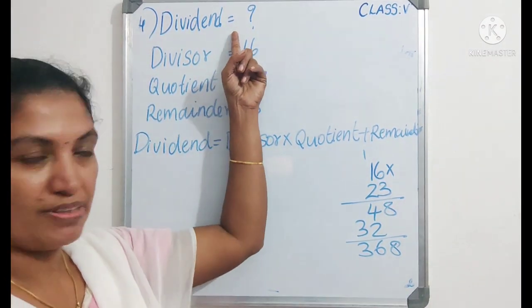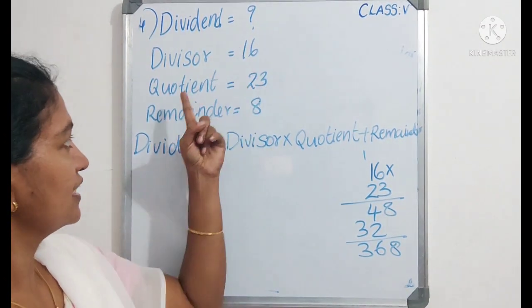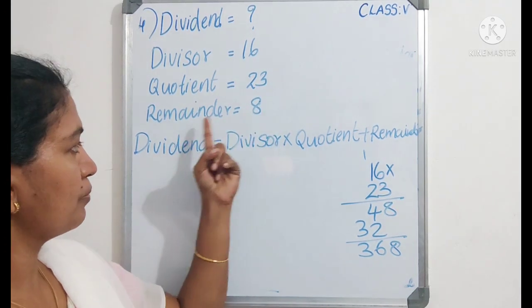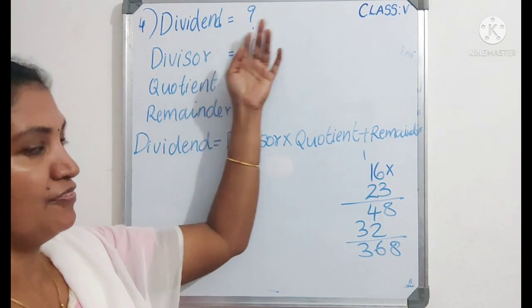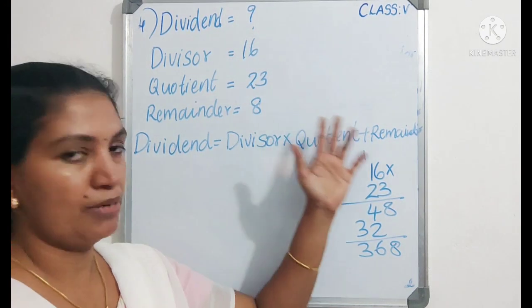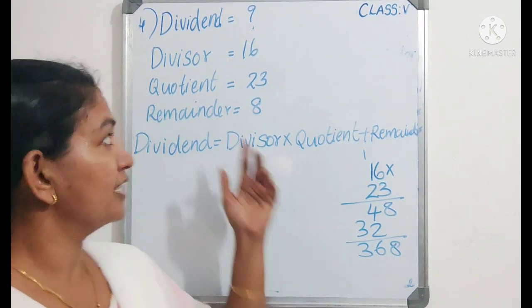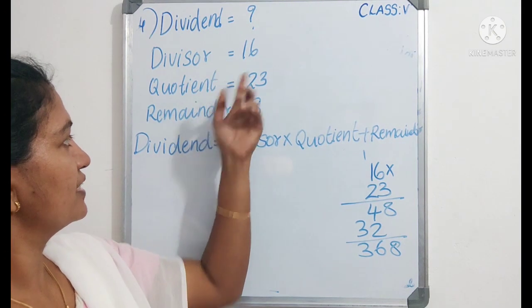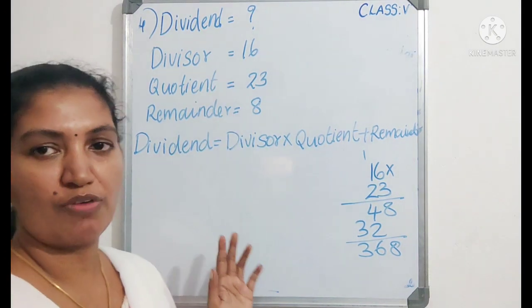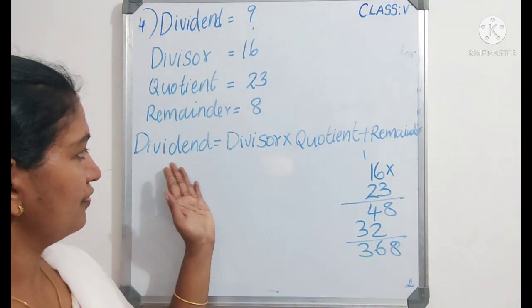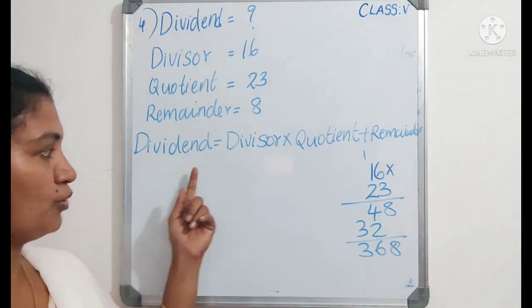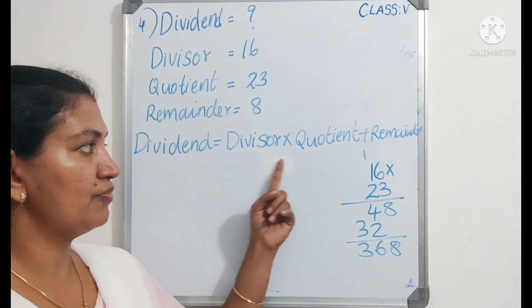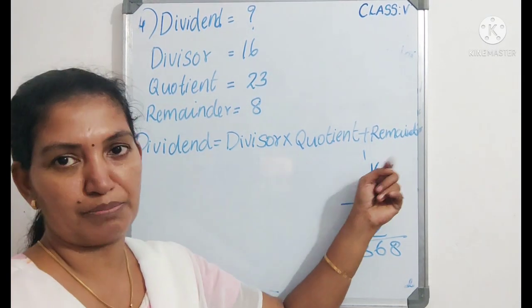Another example. The dividend is not given. The divisor is equal to 16, the quotient is equal to 23, the remainder is equal to 8. In this question, the dividend is not given. The number that is to be divided is not given. The quotient is given, and the divisor and remainder are given. So how will you find the answer? We put the given values in the formula. The formula is: dividend is equal to divisor into quotient plus remainder.